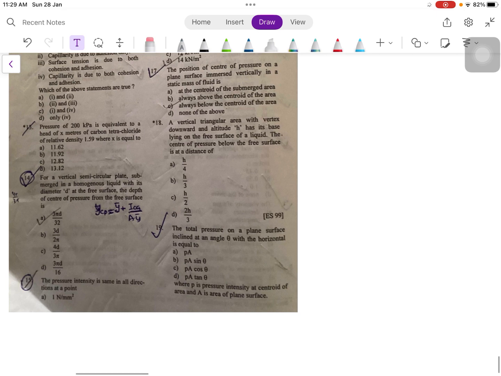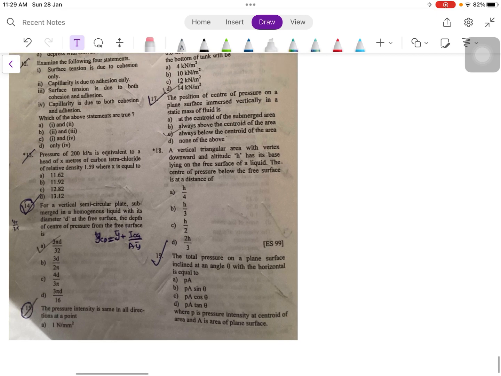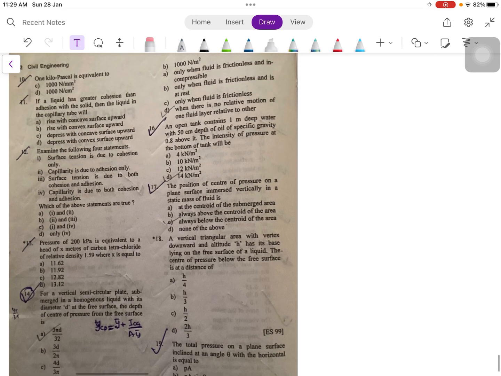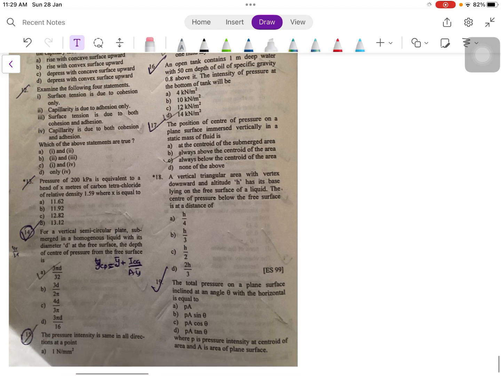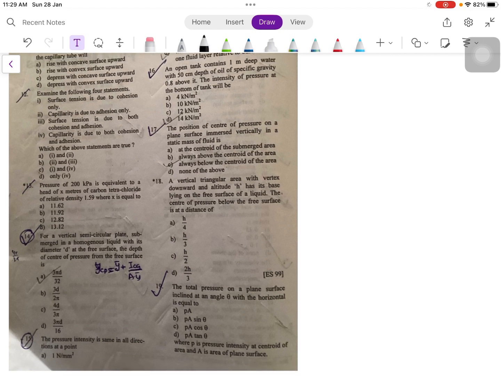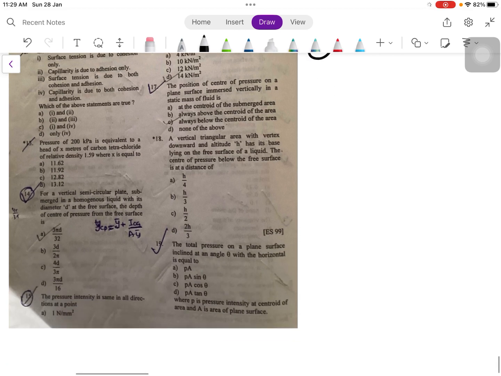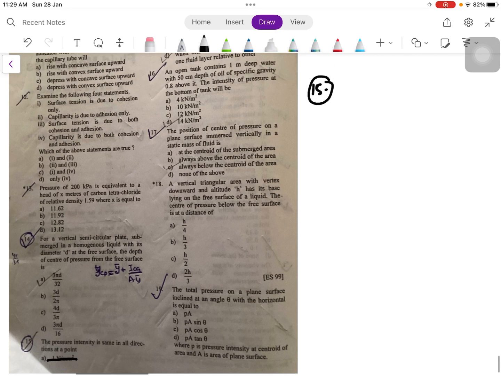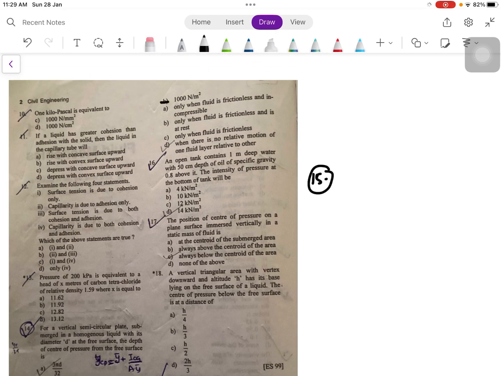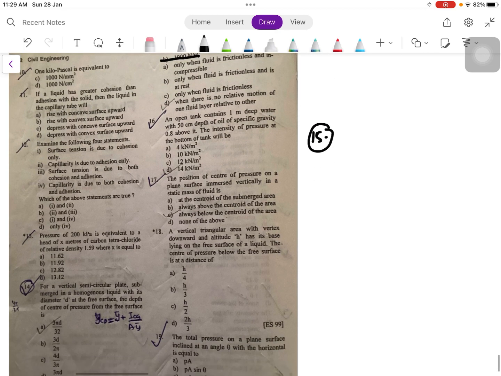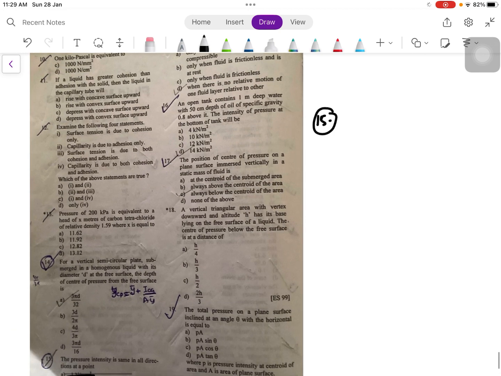Hello dear students. In this lecture, I'm going to discuss question number 15 and 16 of the chapter on fluid mechanics. So, question number 15 says, the pressure intensity is same in all directions at a point. Alright, so I think there is a misprint here. We can ignore the first two options.